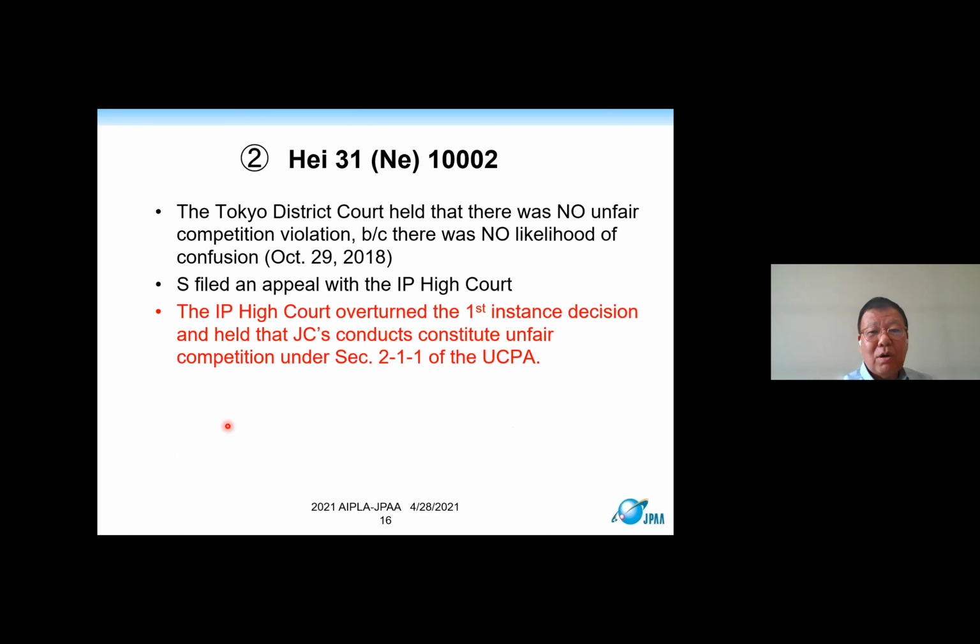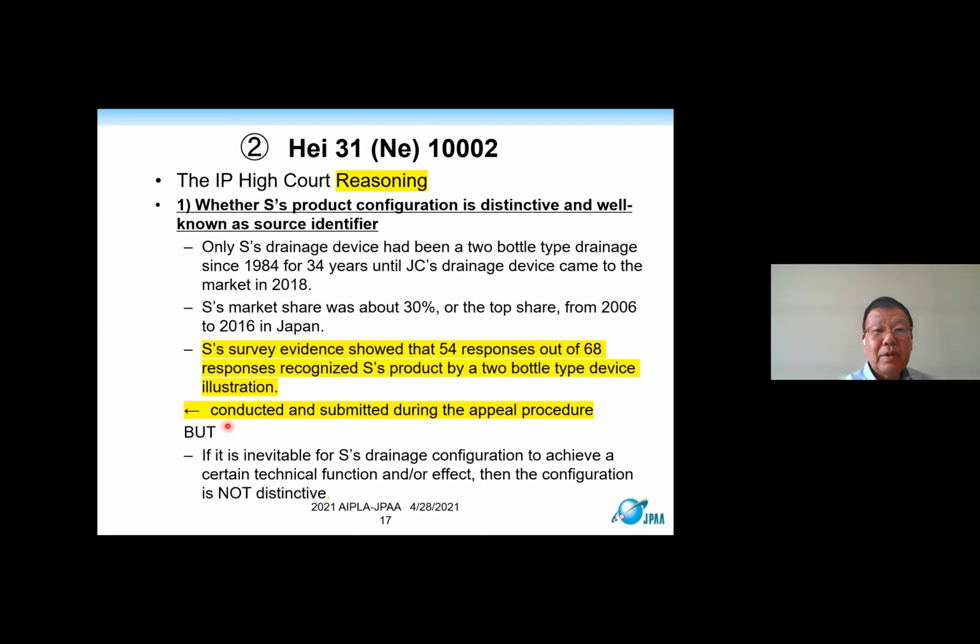The IP High Court overturned the first instance decision and held that Covidien's conduct constitutes unfair competition. Particularly, they recognized the existence of likelihood of confusion in this case. So let's see the reasoning.